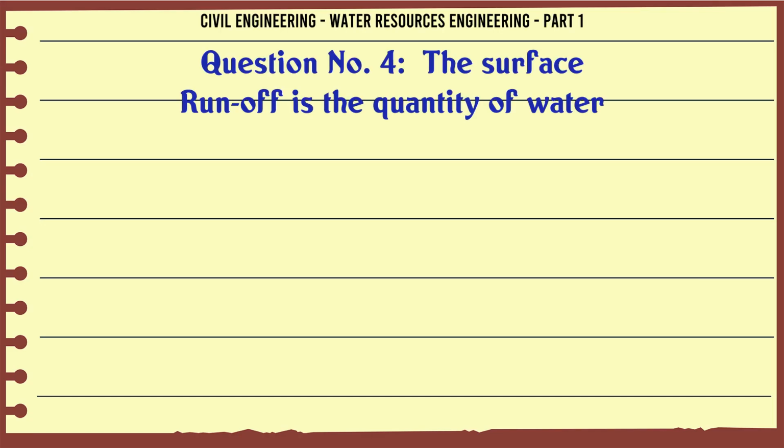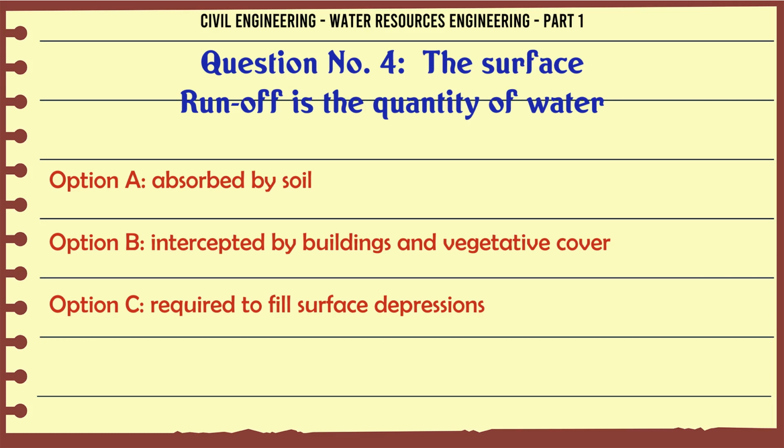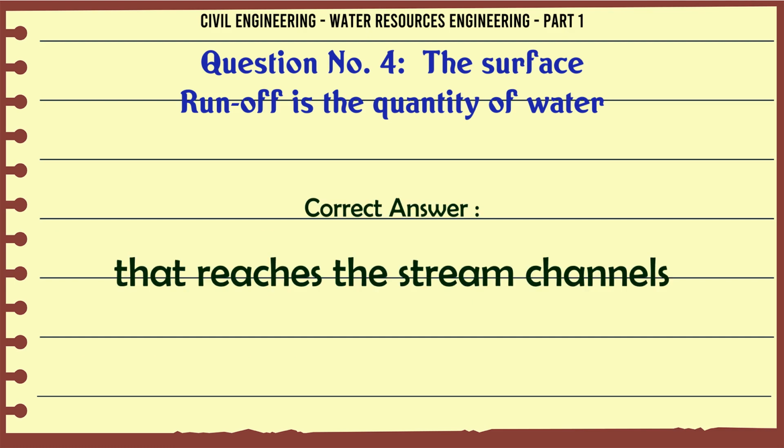The surface runoff is the quantity of water A. absorbed by soil, B. intercepted by buildings and vegetative cover, C. required to fill surface depressions, D. that reaches the stream channels. The correct answer is that reaches the stream channels.